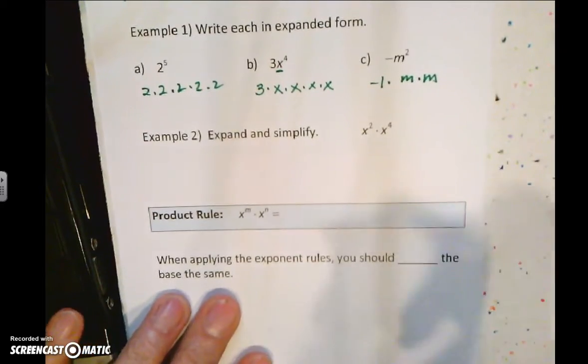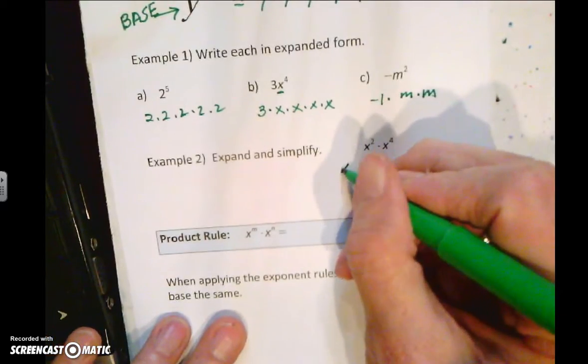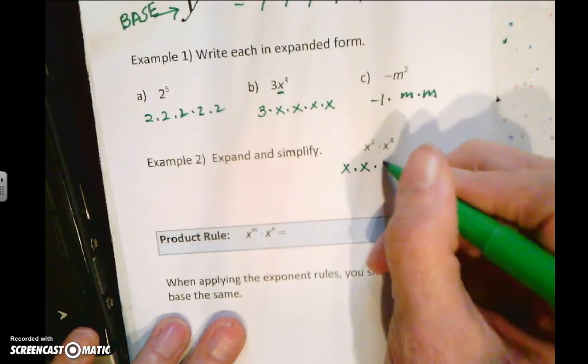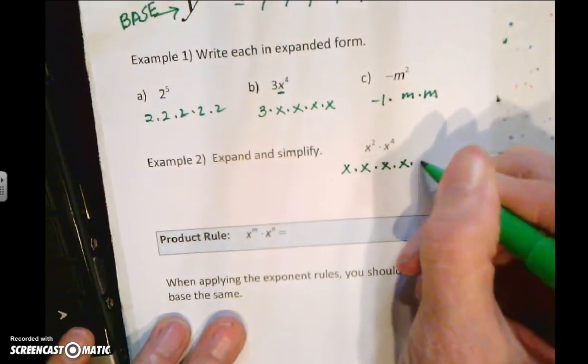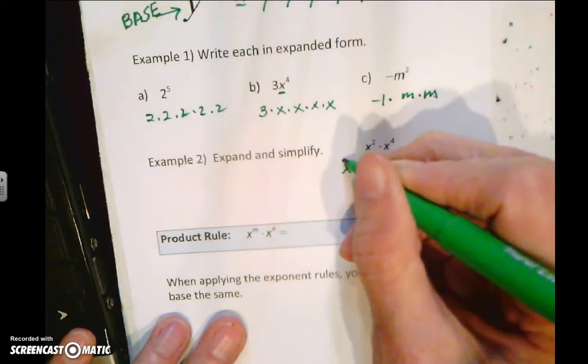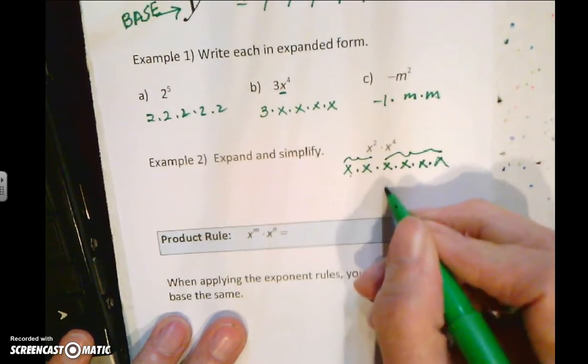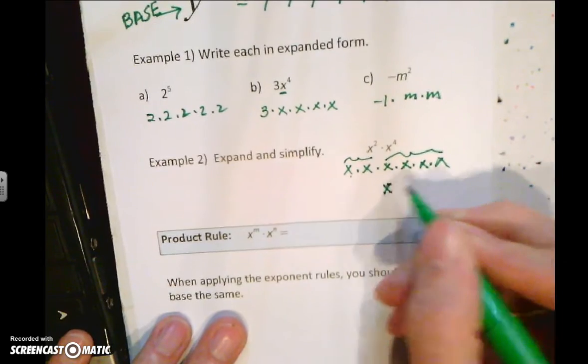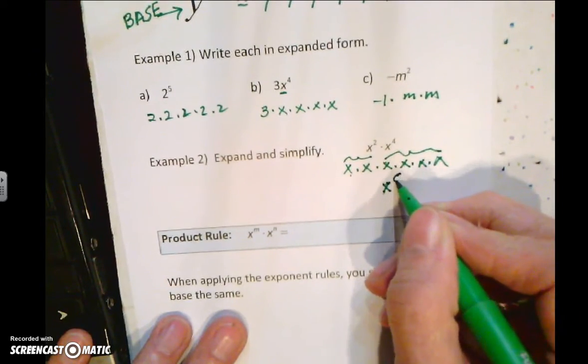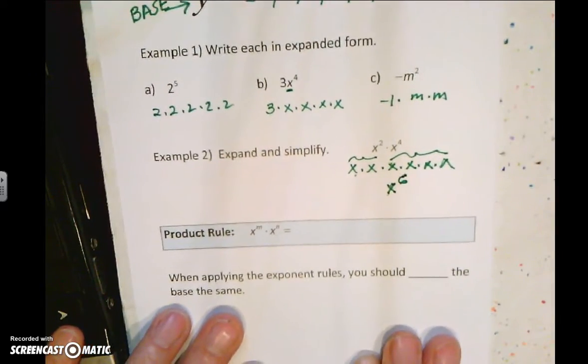Example 2 says expand and simplify. So I have x squared, which is x times x. Then x to the 4th, that's 1, 2, 3, 4. So here's my x squared, and here's my x to the 4th. So all in all, I have 6 multiplications. So that base of x is raised to the 6th power.